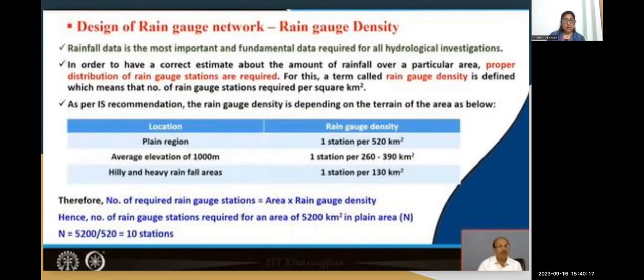Now, suppose we have a huge area of, as you see here, 5200 kilometers square. How do we know the number of rain gauges that we require? It can be obtained by dividing 5200 by 520. So the entire area will require 10 stations. So for every 520 kilometer square, you will have to keep one station. So the entire 5200 kilometer square area will have 10 stations. This is how a rain gauge network is formed, and this is the importance of rain gauge density when it comes to the type of terrain available.